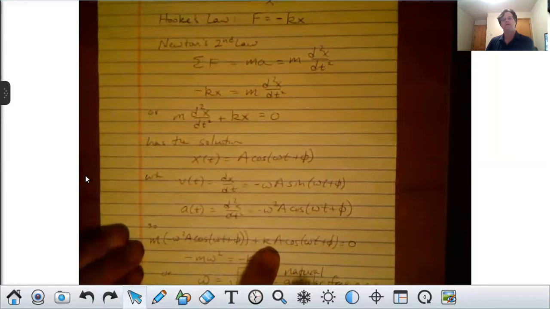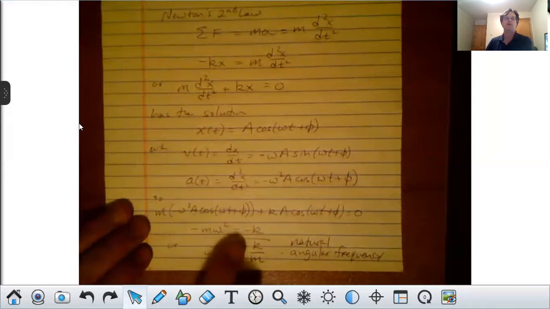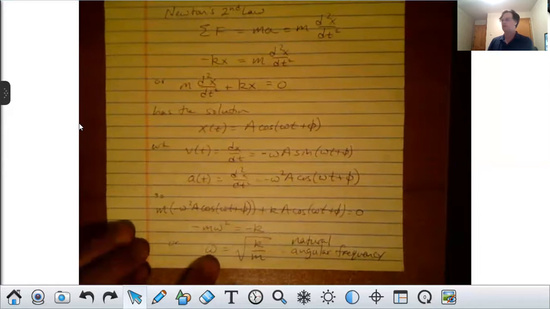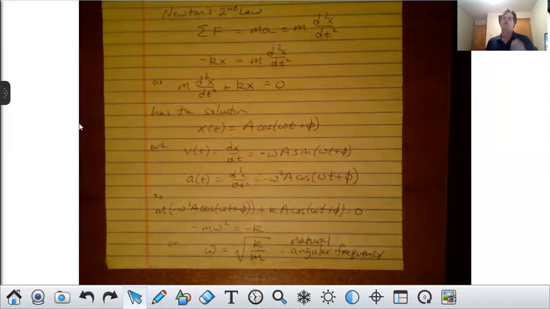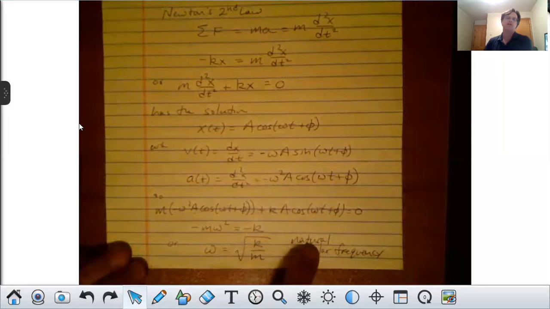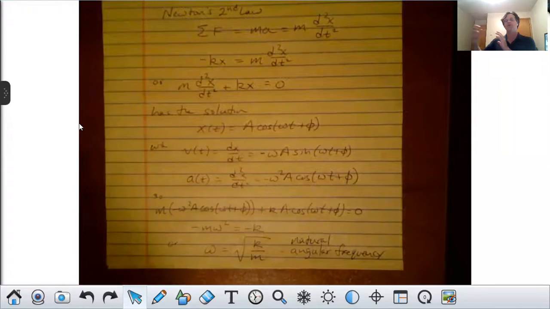Now, when you do this, you'll see all these A cosines cancel out, and I get negative m omega squared equals negative k, or if I solve that, omega equals square root of k over m. This tells me what the actual angular frequency is, and it only depends on the spring constant, how stiff the spring is, and the mass of the spring. Sometimes we call this the natural frequency. If we let go of the spring, it will oscillate at that frequency.